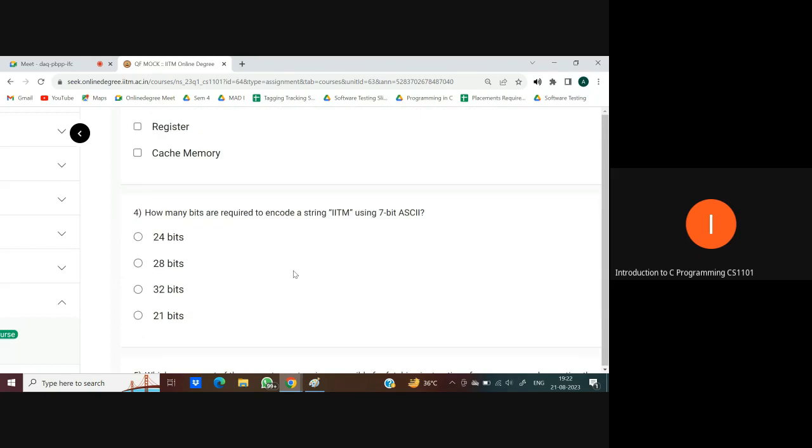So how many bits are required to encode the string IITM using 7-bit ASCII? You have already mentioned that you have to use 7-bit ASCII because ASCII also exists in 8-bit. So you have to use 7 bits here. And since there are 4 characters and each character is going to require 7 bits, so 7 times 4 is going to give you 28. So 28 bits is what you need in order to represent IITM.